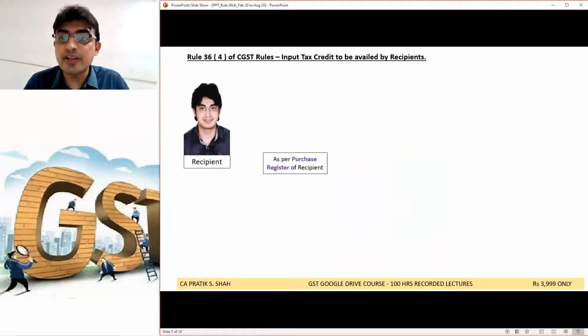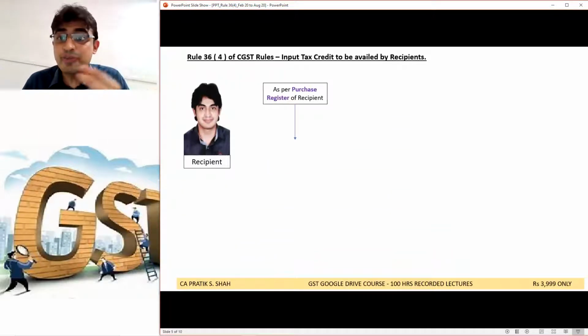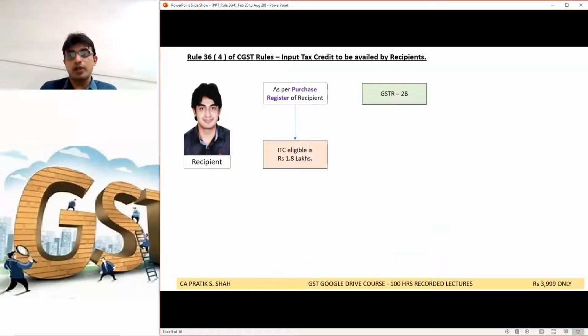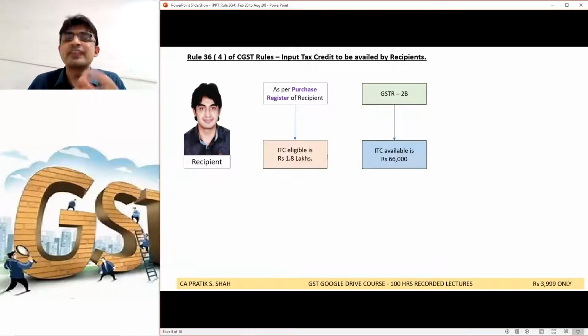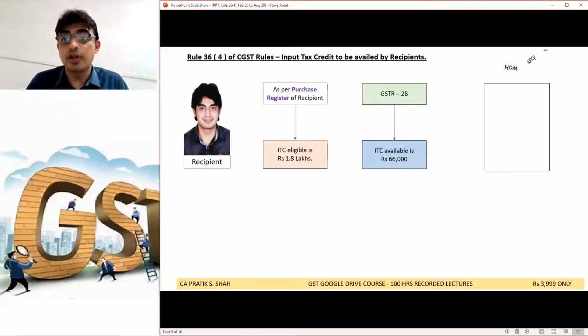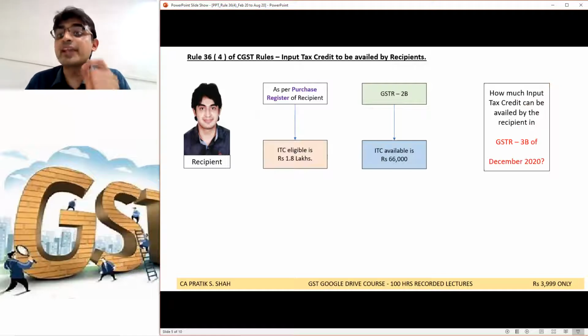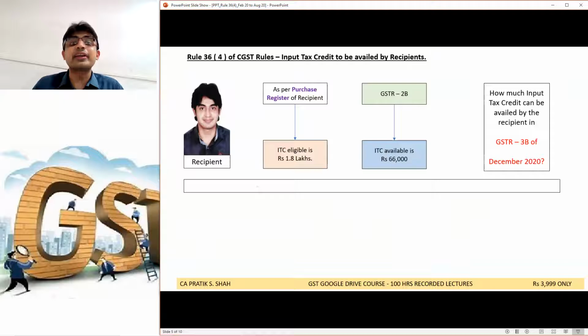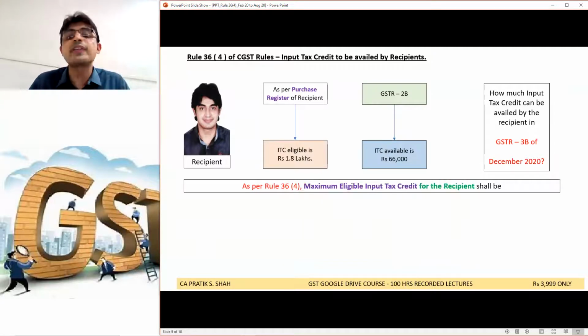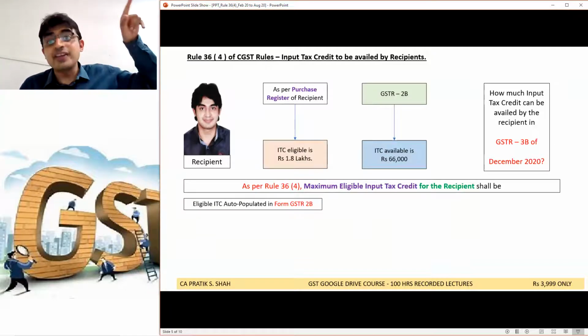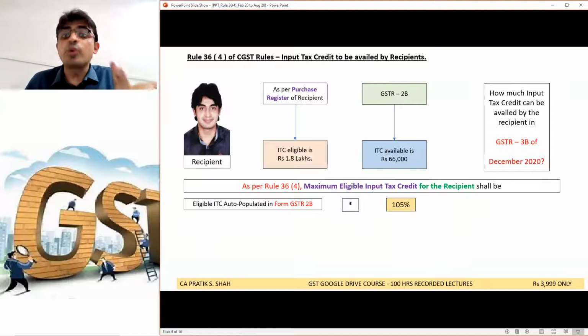Now you know what Rule 36 sub Rule 4 is saying? How much was my ITC as per purchase register? 180. How much I could have seen in 2B? Say only 66. Example say 66,000. Now what it says? How much ITC I can avail in GSTR 3B of December 20? कितना मैं ले सकता हूँ सर? December 20 में मैं कितना ले सकता हूँ? As per Rule 36.4, maximum eligible ITC was whatever ITC is auto-populated in my 2B into 105%. Means जितना मेरे 2B में है plus 5%. That only I can take.